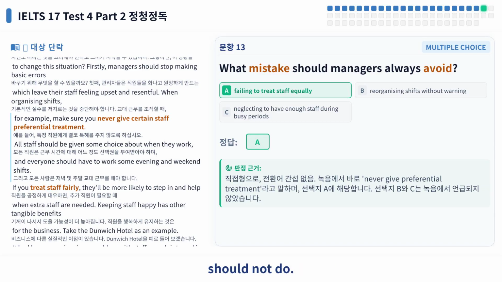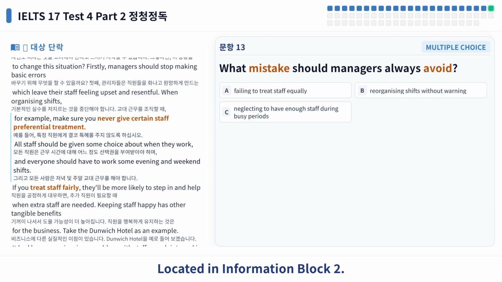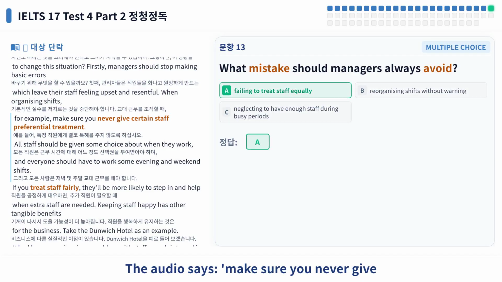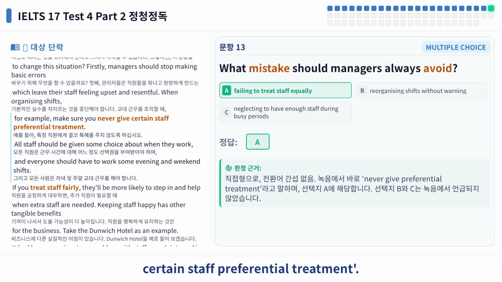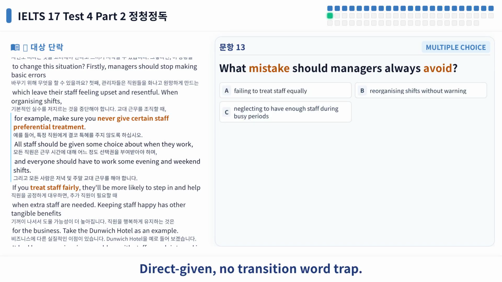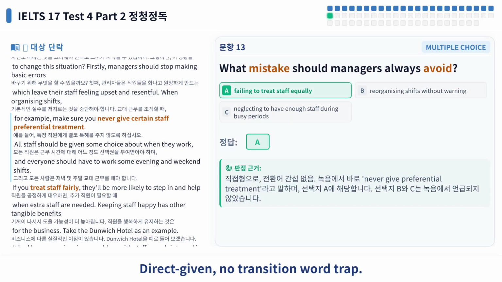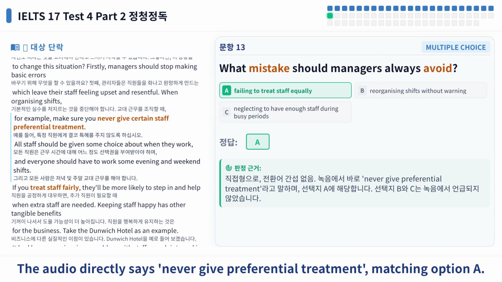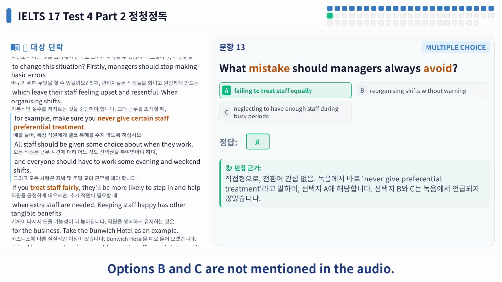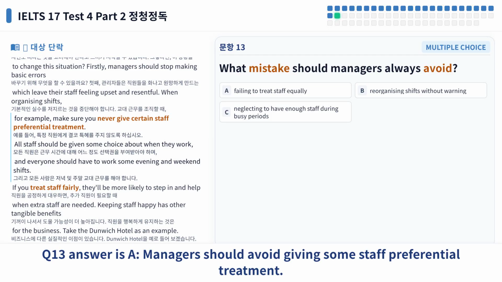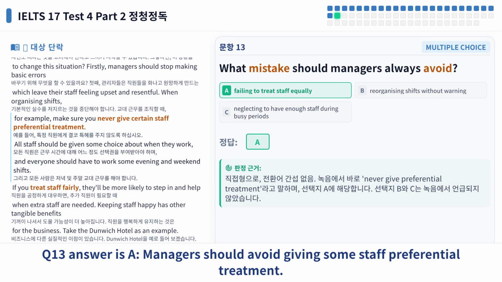Located in Information Block 2. The audio says, "make sure you never give certain staff preferential treatment." The signal phrase, "never give," directly tells us the action to avoid. Direct given, no transition word trap. Options B and C are not mentioned in the audio. Q13 answer is A. Managers should avoid giving some staff preferential treatment.